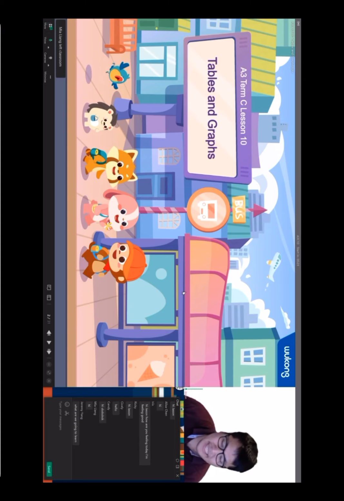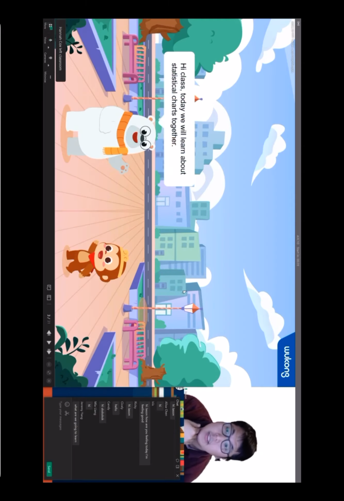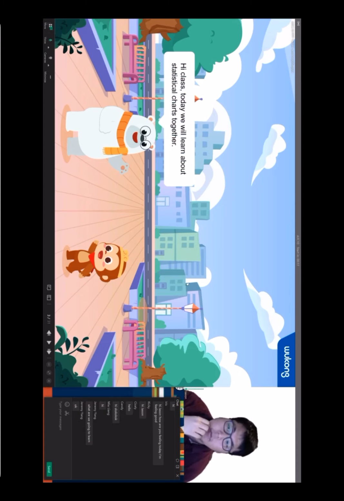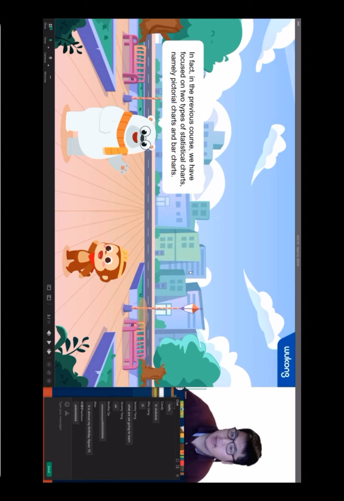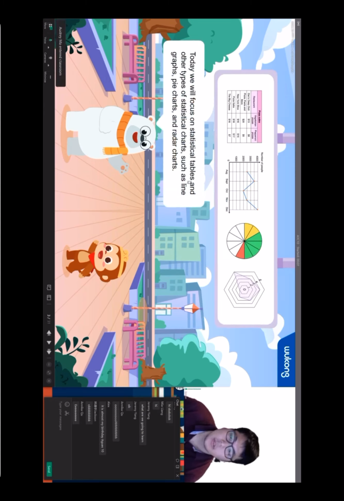So, guys, today we are going to learn about tables and graphs. Today we will learn about statistical charts altogether, okay? In the previous lessons, guys, we have focused on two types of statistical charts. Mainly, if you guys remember, we did pictorial charts and bar graphs, right? Which were something like this.